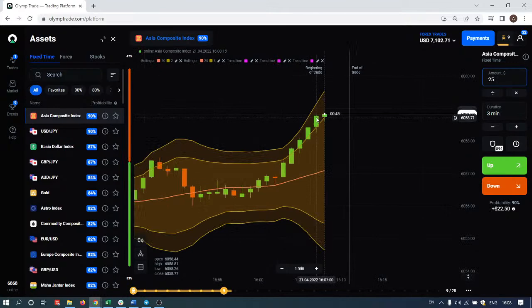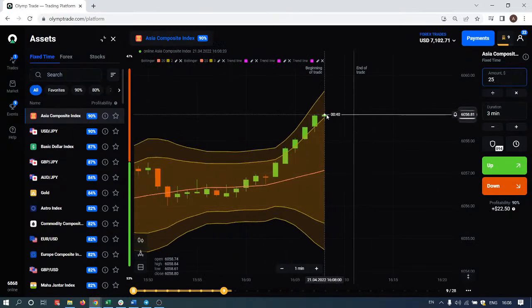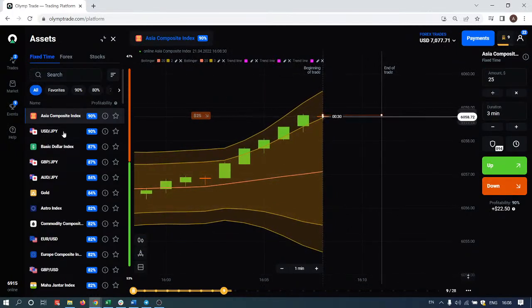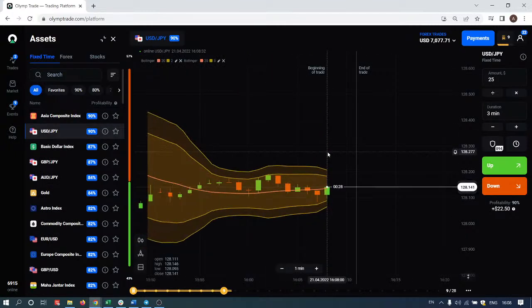So I would say here, yes, we have the Asia Composite Index. We're going up, and so 1, 2, 3, 4, 5. Well, I mean, 5 candlesticks above Bollinger is well enough for our first trade here.